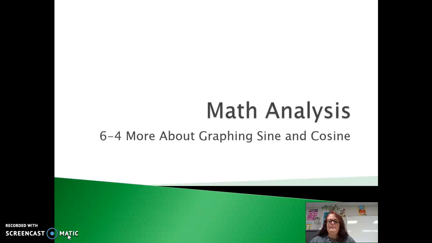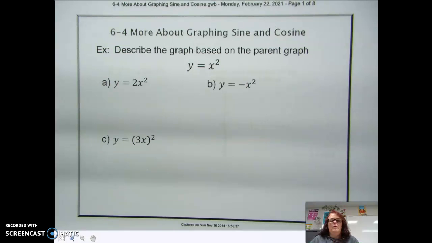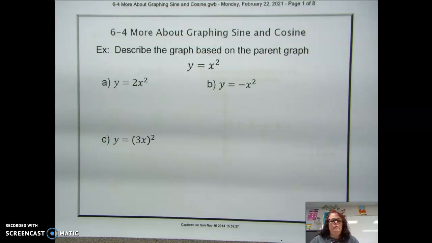All right, so in the previous section, we learned how to graph the parent graphs for sine and cosine. And today we're going to learn a little bit more and how it relates to the families of graphs that we learned about in chapter 3. All right, so we're going to start by doing a little warm up.